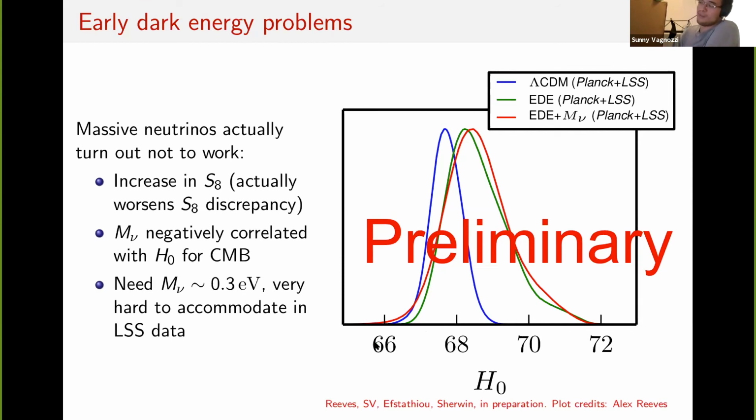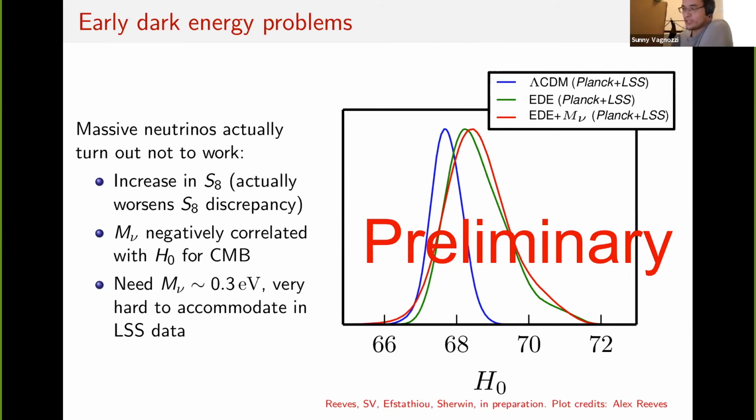So you see, when we add massive neutrinos, our H0 posterior goes from the green curve to the red curve, so really no improvement at all. The takeaway message is that massive neutrinos don't solve the problems early dark energy faces with large-scale structure, S8, or however you want to call it.